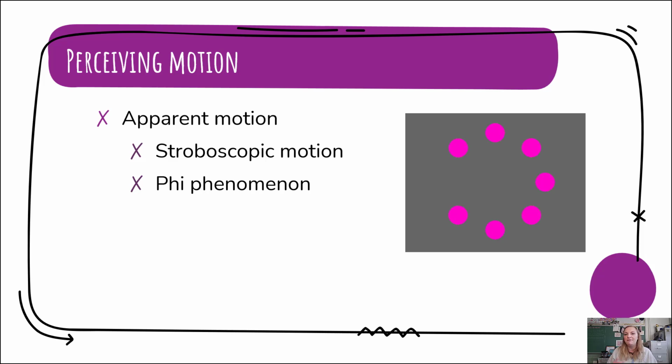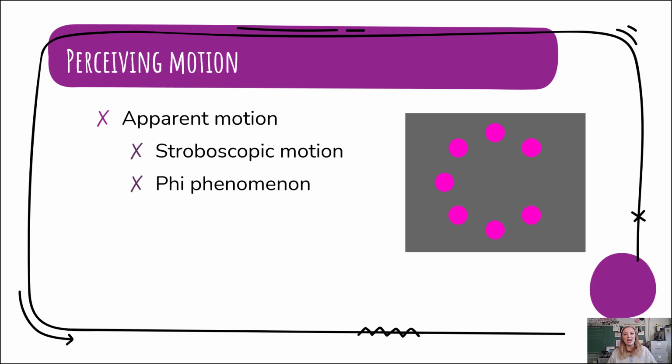For example, a flip book. If you ever have created a flip book where you create one small image on each page that is just slightly different, and then you flip it really quickly, this gives you the perception of movement, even though they're stationary pictures. The best example of this is a movie.